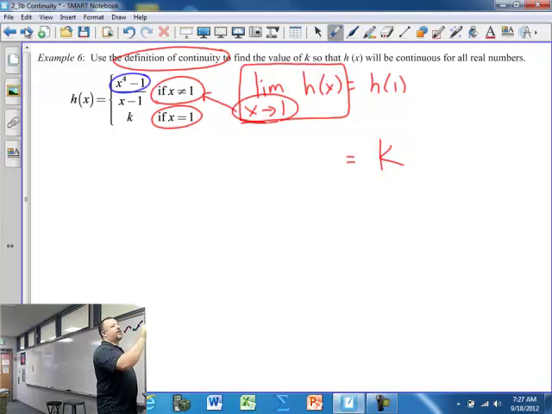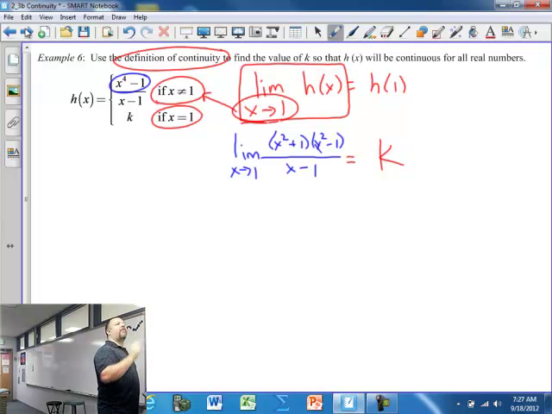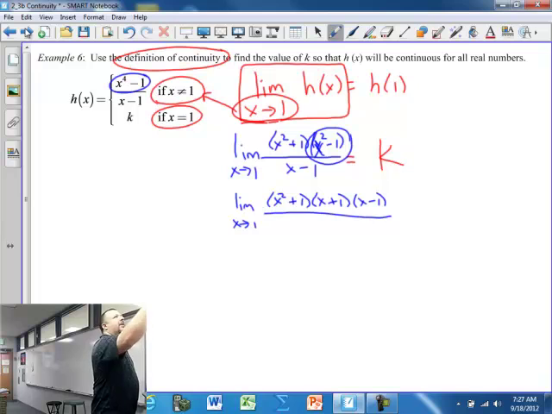I look up here and I say, you know what? That's the difference of 2 perfect squares. So let's take the limit as x approaches 1. That's really x squared plus 1 times x squared minus 1 all over x minus 1. Well, that didn't help any, but this second factor is also the difference of 2 perfect squares. So I have the limit as x approaches 1 of x squared plus 1 times x plus 1 times x minus 1 all over x minus 1.